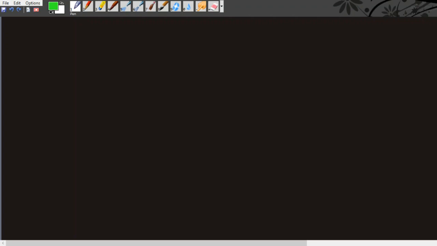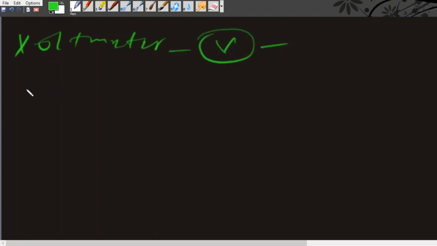So we continue looking at the symbols that are used in an electric circuit, and today we're going to look at the symbol of the voltmeter, ammeter, and the galvanometer. So we have the voltmeter. This is drawn in this form, and the function of the voltmeter is to measure voltage.